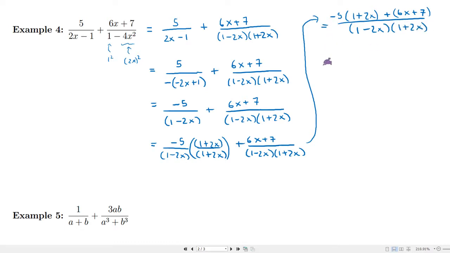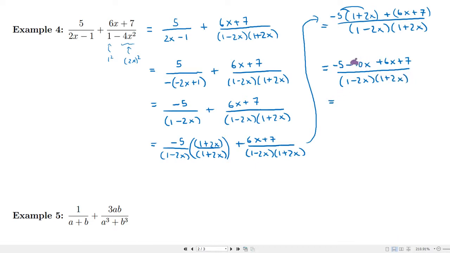And how do we proceed? At this point, we've combined them. So leave the denominator alone. Do not expand that, but we will expand the numerator. So now we will expand. So what do we get for that? This will be negative 5, and then negative 10x, and then plus 6x plus 7, over these two factors, (1 minus 2x)(1 plus 2x).